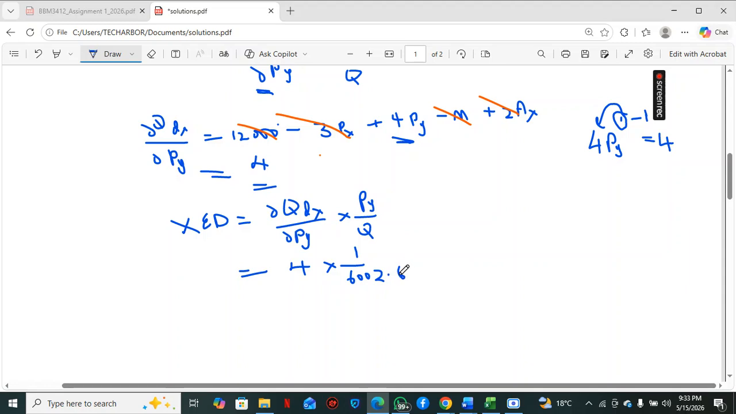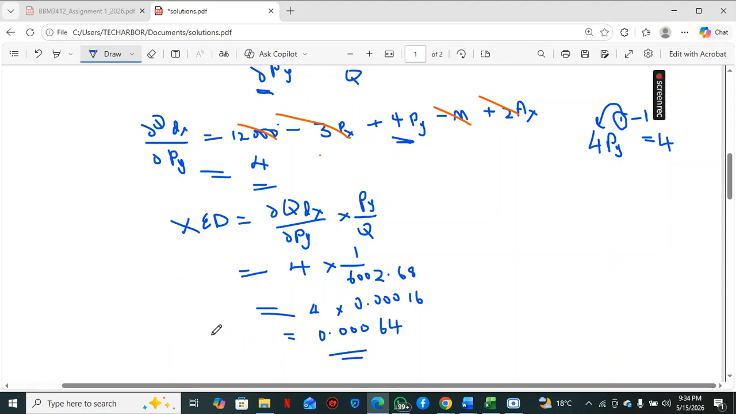6,002.68. Okay. So 1 divided by 6,002.68, that is 0.00016, and that multiplied by 4, you will get 0.00064.